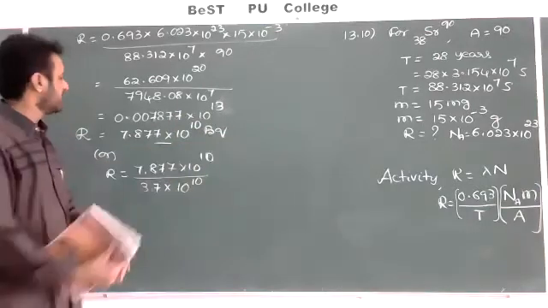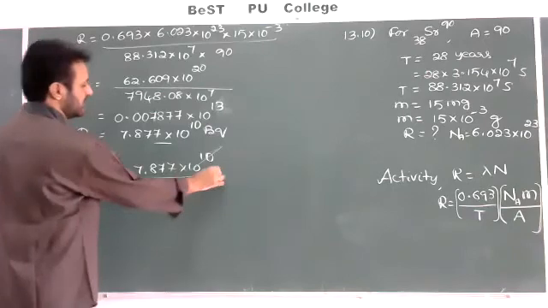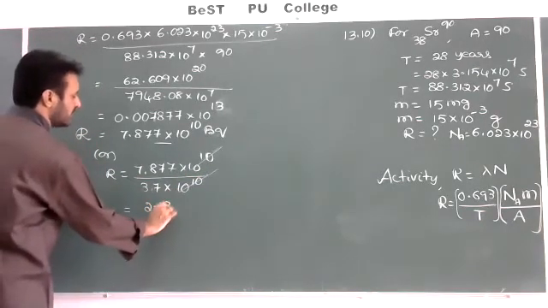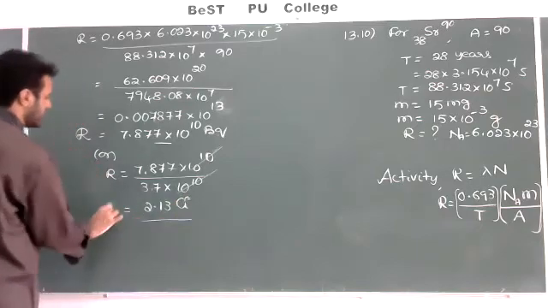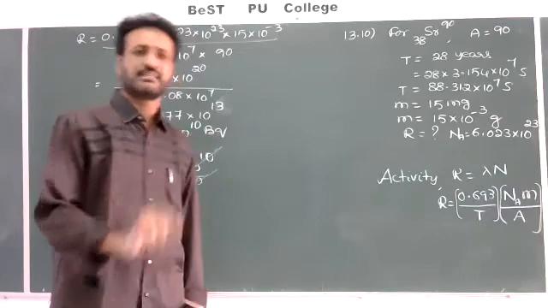If you want to convert the value into Curie, then we have to cancel 10 to the power of 10 and 10 power 10, which is equal to 2.13 Curie. Ci indicates Curie. In the exam, no need to write both; the SI unit is enough.